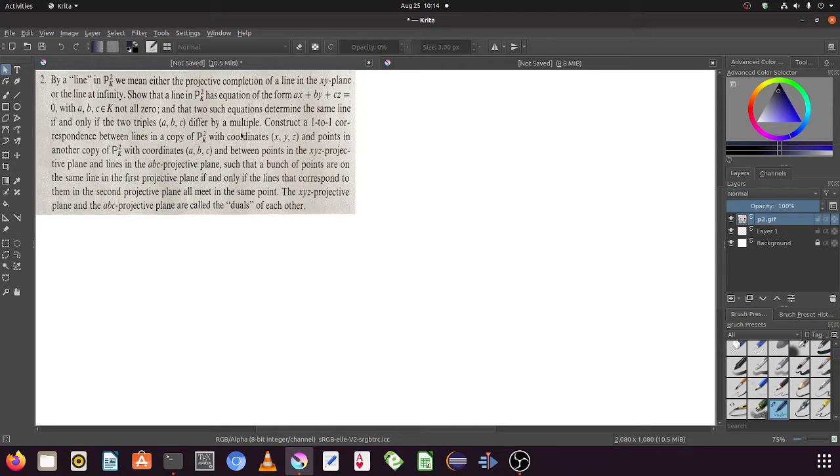Now we have to show that it's the completion, and the completion requires the topology, and that must be defined by the affine topology. Well, let's take the line at infinity. It has the equation z equals 0, and that's of course that form with c equals unity and a, b vanishing.